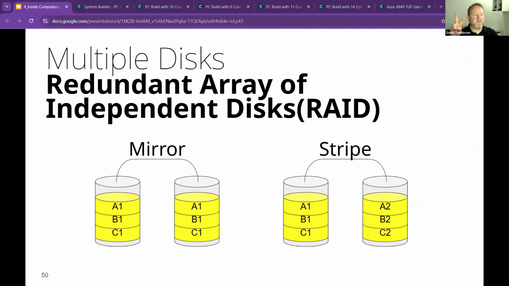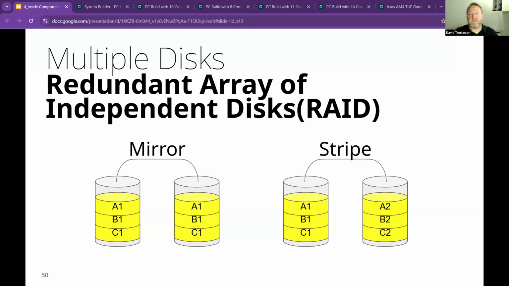The two concepts you need to be familiar with are mirror and stripe. A mirror is exactly what it says on the tin. A mirror is two disks copying each other. So A1 is copied to A1 on the other disk, a total mirror. What gets written to one drive gets written to the other drive at exactly the same time. The benefit is that if one system falls over, you've got exact copies, so it just runs off that. That is a mirror.